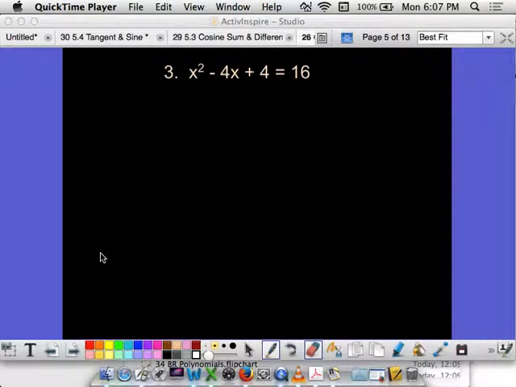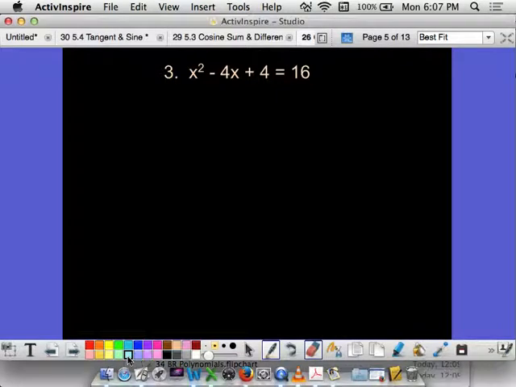Okay, completing the square. Number 3. Step number 1 says move C to the other side. So I'm going to take this positive 4 over. It becomes negative 4. So we have x squared minus 4x, scoot down, skip a space, equals 16 minus 4, which is 12.